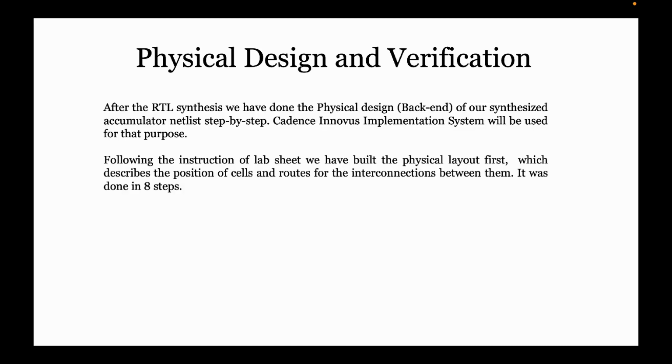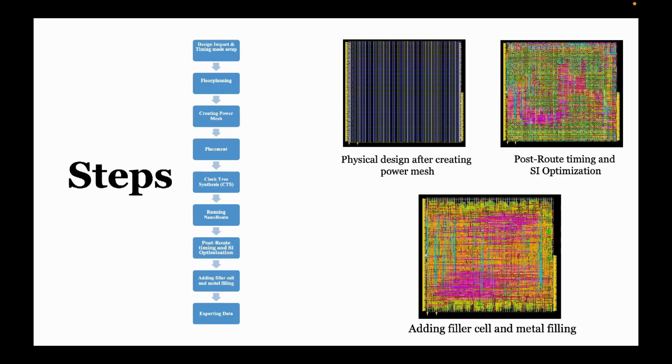Now comes the final stage, which is physical design. Cadence Innovus implementation system will be used for that purpose. Following the instruction of the lab sheet, we have built the physical layout first, which describes the position of cells and routes for the interconnections between them. It was done in 8 steps. Design import and timing mode setup.